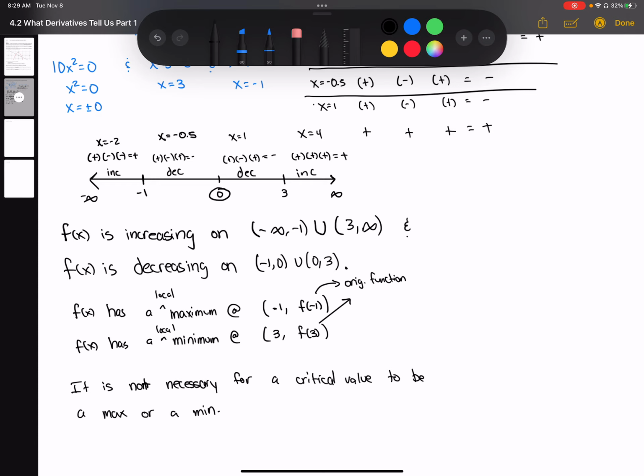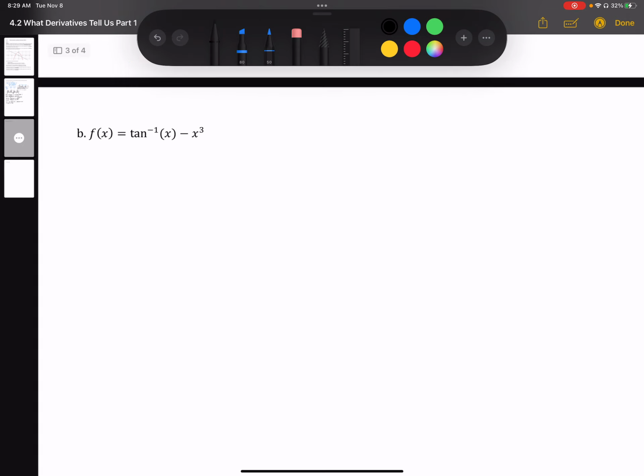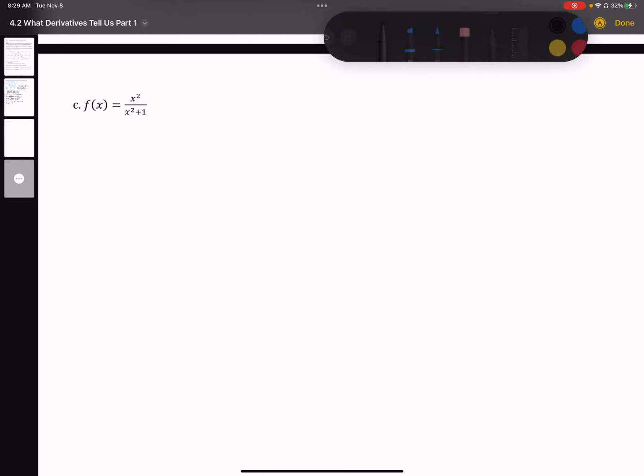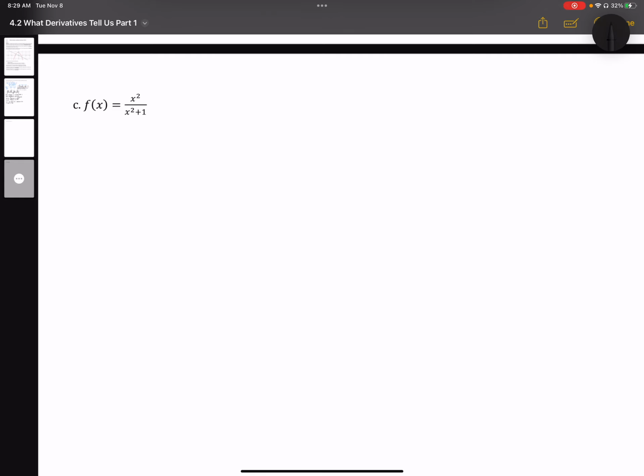All right, so I'm gonna skip this example with tangent inverse, and we're gonna move to this one where we have to do the quotient rule. So this will be the last example for this video. So we want to identify where x squared over x squared plus 1 is increasing, decreasing, and possibly identify any critical values. I think this might get spicier if we change this to -1. Nah, we'll leave it alone.